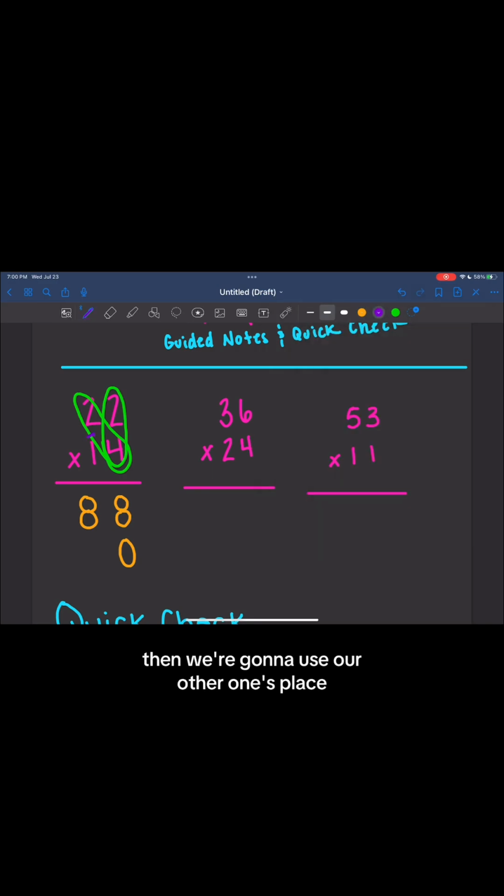Then we're going to use our other ones place. We're always going to go off the bottom numbers. Then we're going to multiply our ones place by our tens place, so our 4 times our 2, which is also 8.